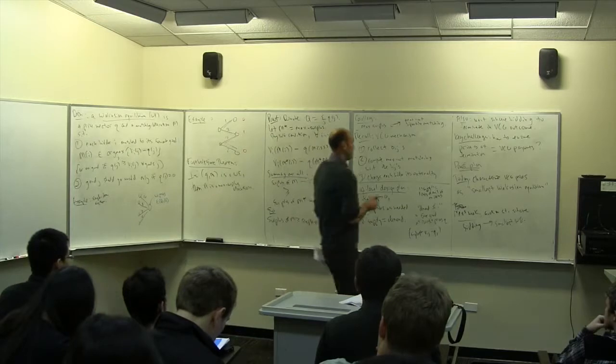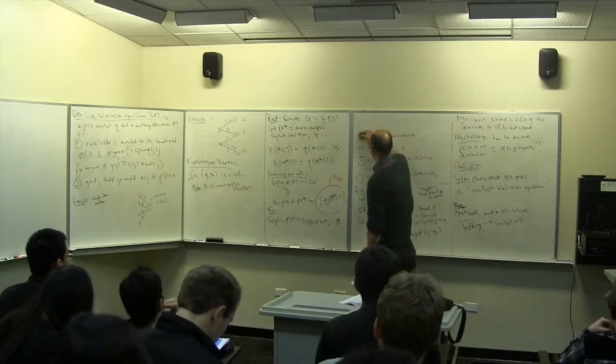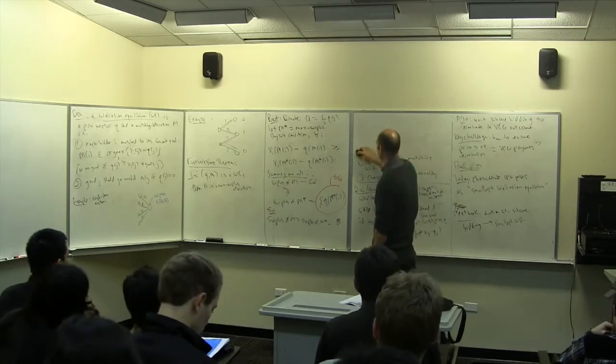All right. So good. So we're starting to get some clues that maybe there are some connections between VCG outcomes and Walrasian equilibria.